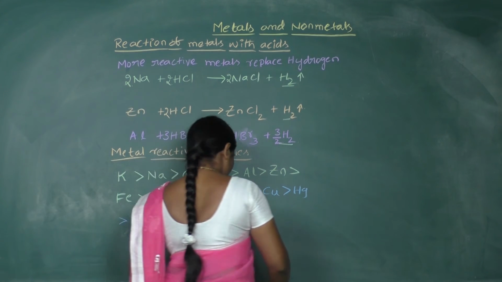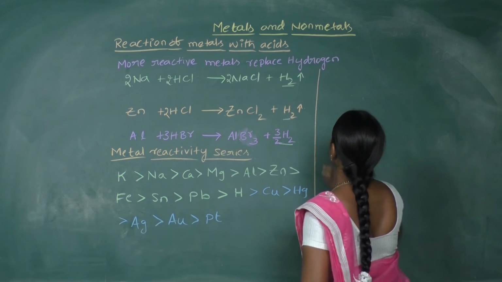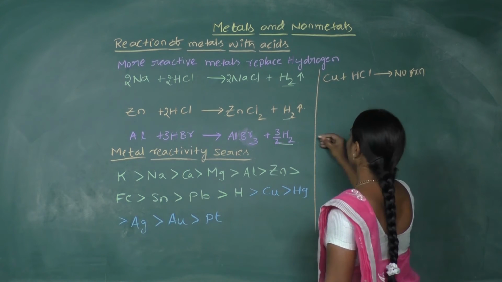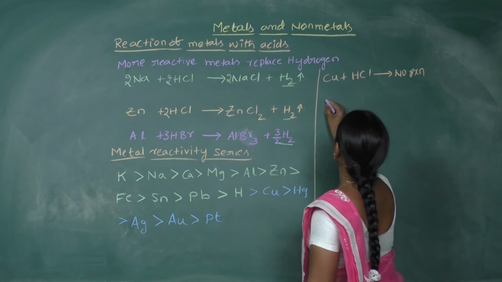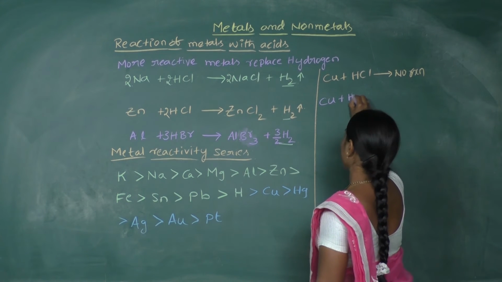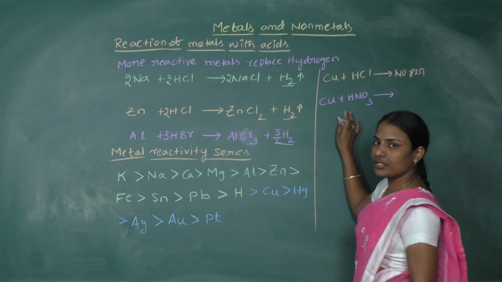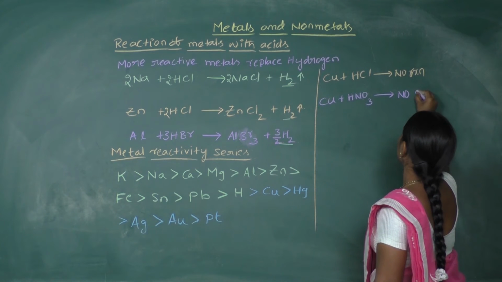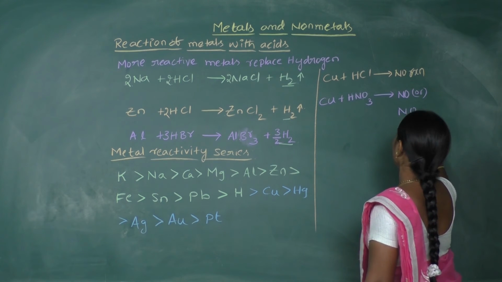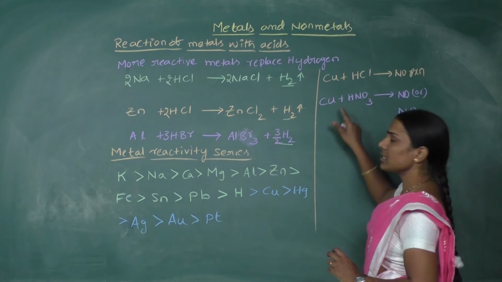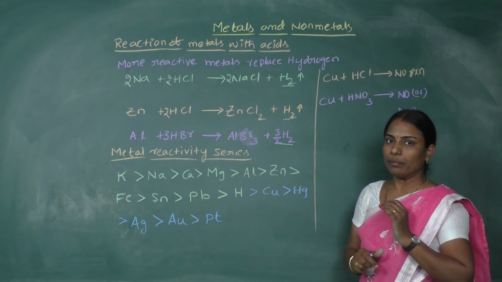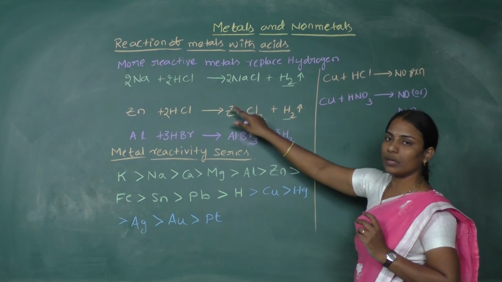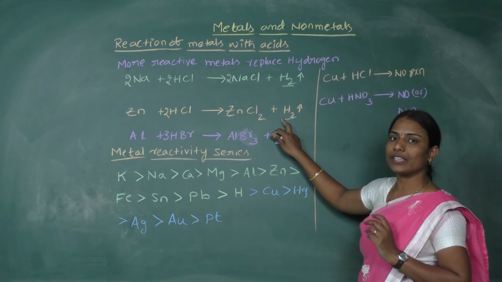For example, let's take the reactivity of copper with HCl. There is no reaction actually. And the same copper, if it is treated with HNO3, shows a reaction, and the gases released will be either NO or NO2. Here it is not a displacement reaction, meaning the metal is not more reactive than hydrogen, hence it cannot replace the hydrogen and cannot release hydrogen.